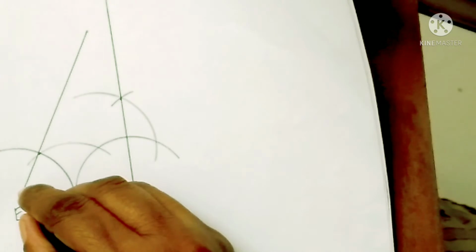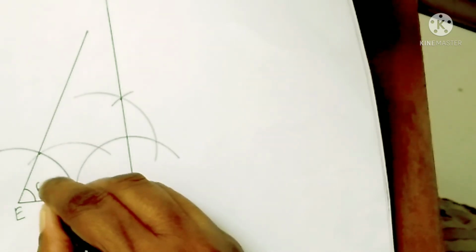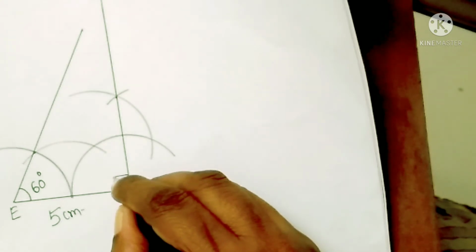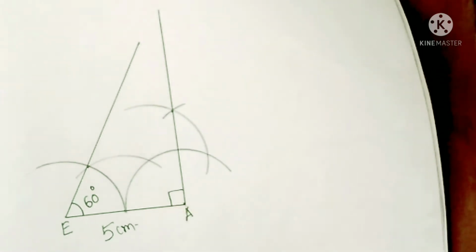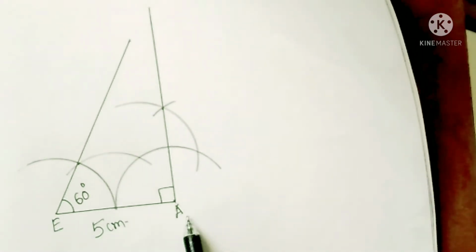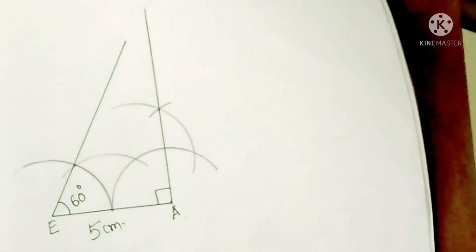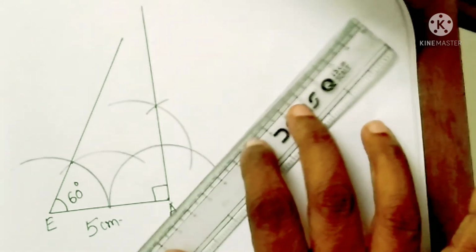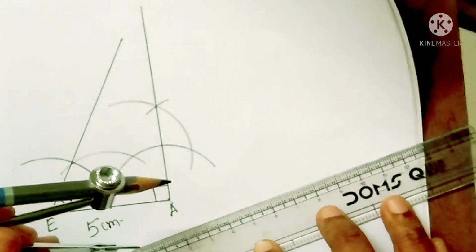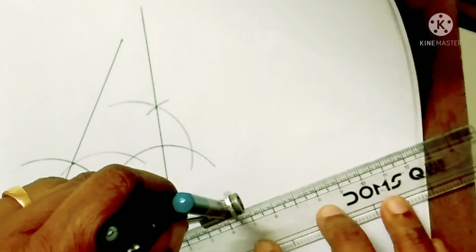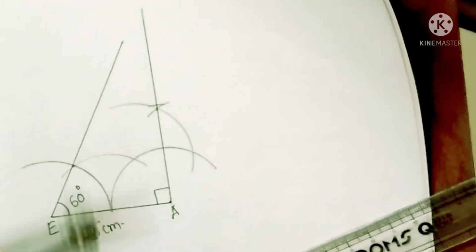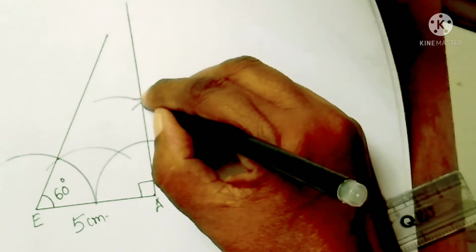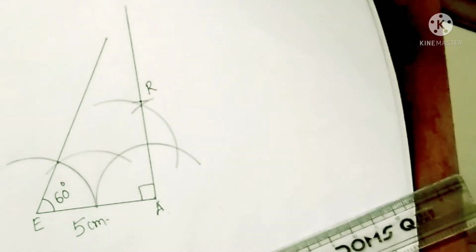So this angle is 60 degree and this angle is 90 degree. Whenever it is 90 degree, we usually put this square. And then now we have EA. AR is 4.5 centimeter. So keep the scale, take 4.5. Taken 4.5 and from A cut an arc. Wherever you got the point, mark it as R.